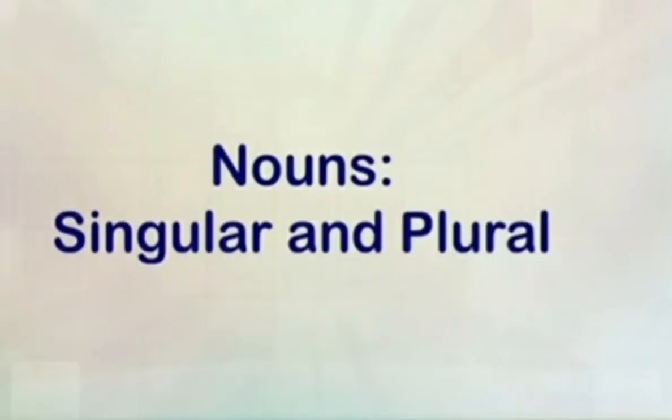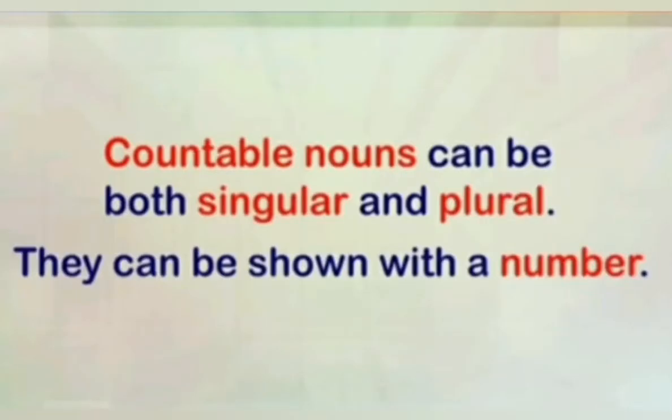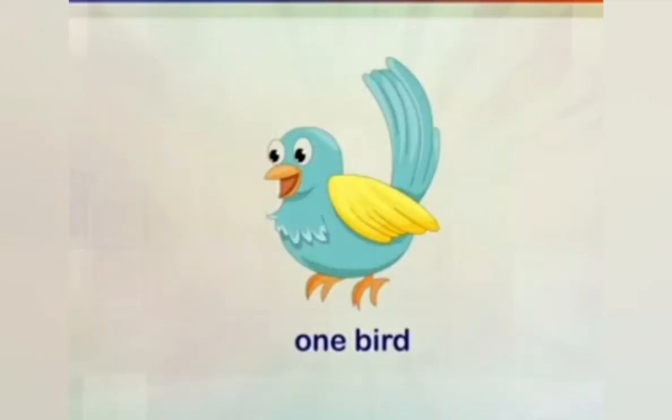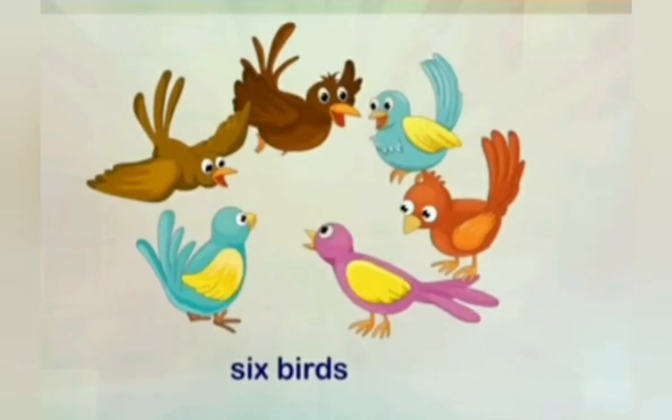First of all, I would like to tell you that there are two types of nouns in numbers, singular and plural. Students, countable nouns can be both singular and plural. They can be shown with a number. It means there are two types of countable nouns, singular and plural. And you can show them in numbers also, like 1 bird, 6 birds, 8 birds. It means you can write numbers before countable nouns.